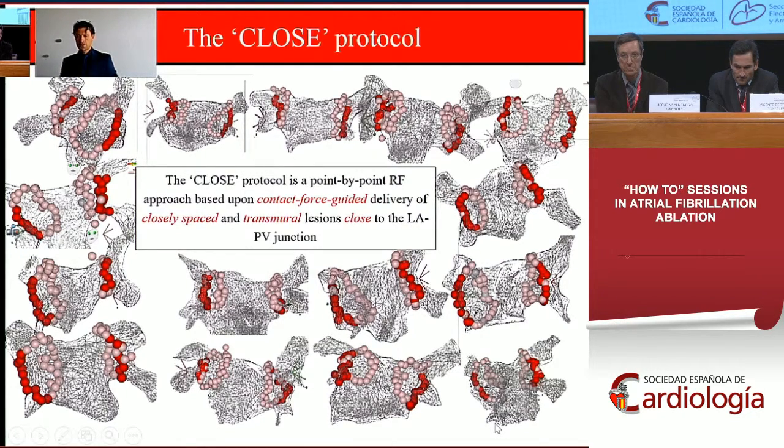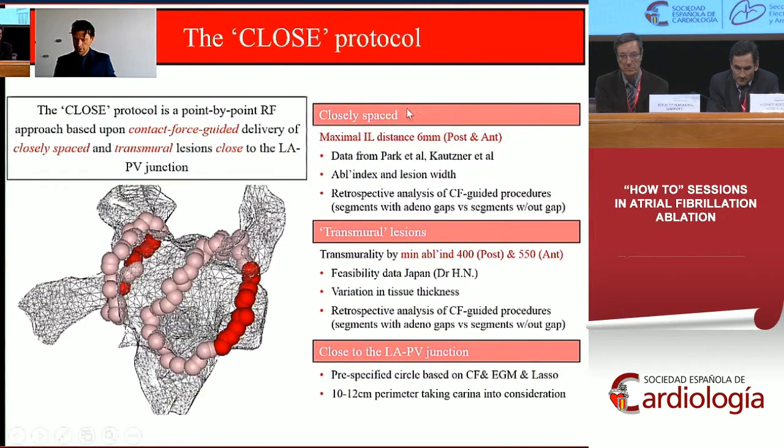You see circumferential ablation. It's a point-by-point approach. It's based upon contact force. But we use closely spaced lesions. We believe we deliver transmural lesions, and the lesions are close to the LAPV junction. So I do not claim wide circumferential ablation. Here you see the 3 ingredients of what I call the closed protocol. It's closely spaced, it's transmural, it's close to the LAPV junction.